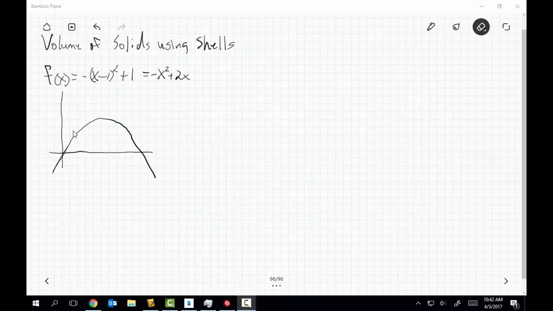Okay? So let's say that I wanted you to take this region right here. I wanted you to take the region bounded by the curve and the x-axis, this guy in here, and I wanted you to go around the y-axis.